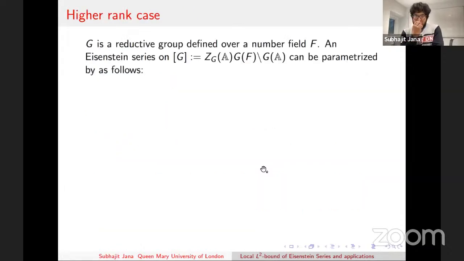Okay, let us go to the more interesting case, which is the higher rank analog. So let's say G is a reductive group over a number field F.